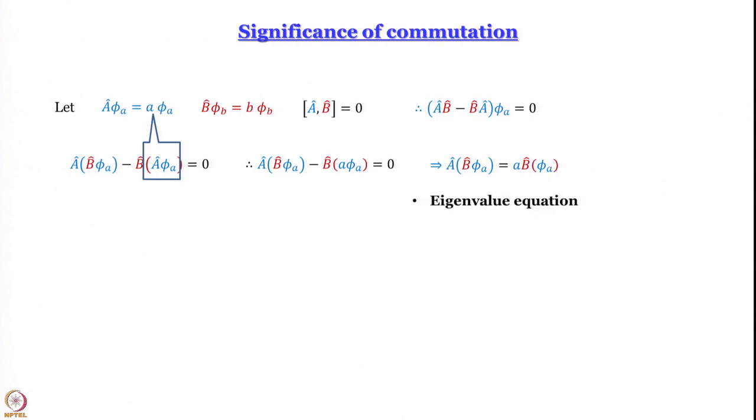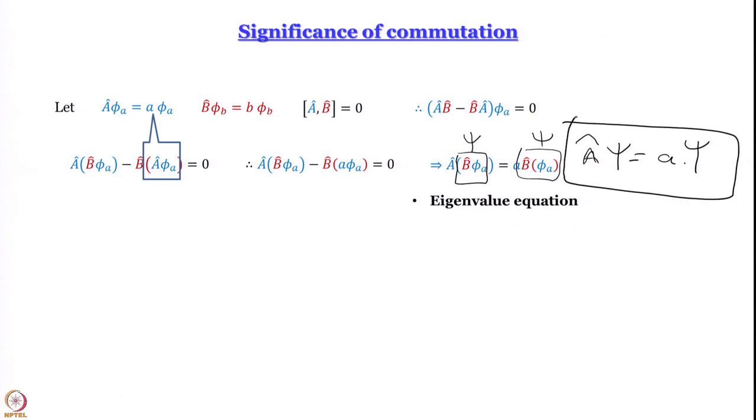Now, will you agree with me that this is an eigenvalue equation? Eigenvalue equation in what? Eigenvalue equation in B phi A. See, I can write this B phi A as psi. What is the equation we have got? A hat operating on psi has given me a multiplied by psi. We have got our good old eigenvalue equation, an eigenvalue equation in B phi A. Psi is equal to B phi A.